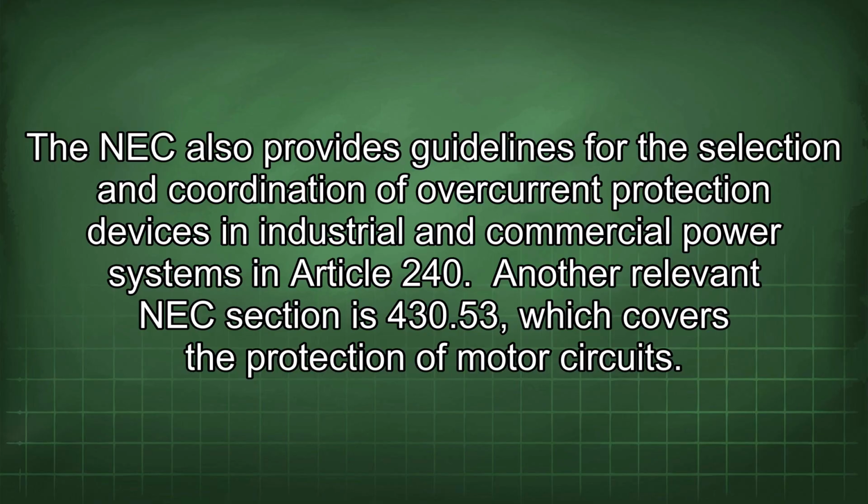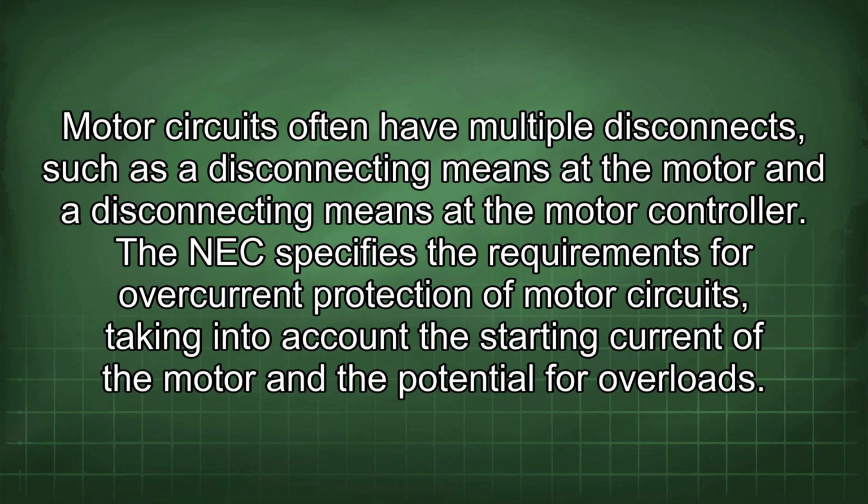The NEC also provides guidelines for the selection and coordination of overcurrent protection devices in industrial and commercial power systems in Article 240. Another relevant NEC section is 430.53, which covers the protection of motor circuits. Motor circuits often have multiple disconnects, such as a disconnecting means at the motor and a disconnecting means at the motor controller. The NEC specifies the requirements for overcurrent protection of motor circuits, taking into account the starting current of the motor and the potential for overloads.